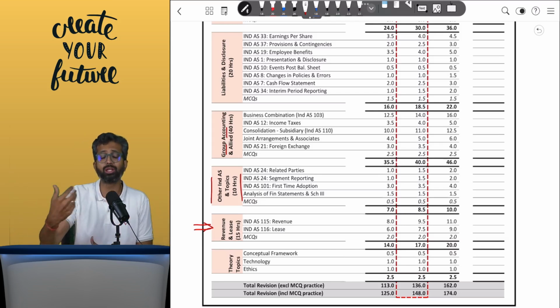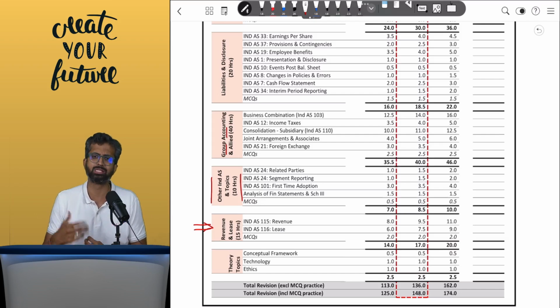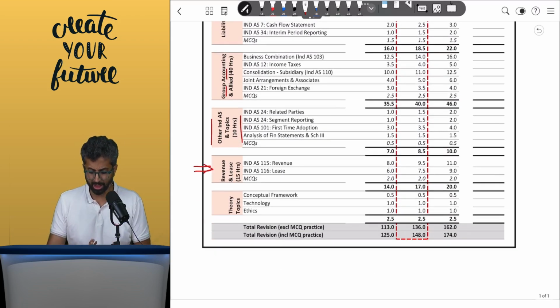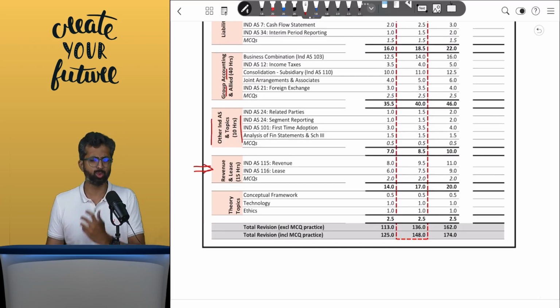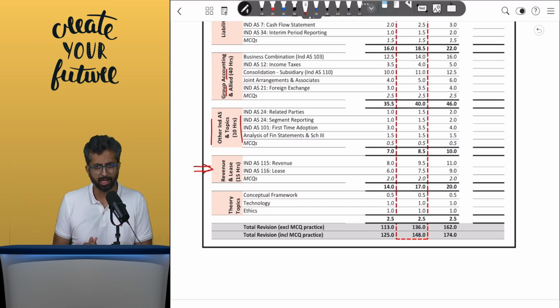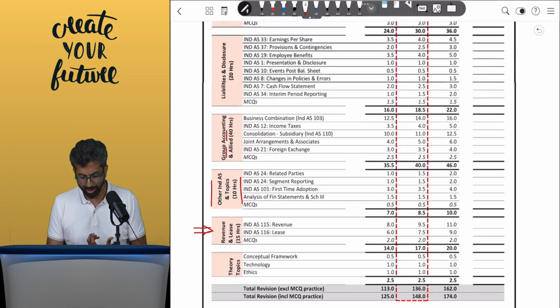While doing so, ensure that you do the numerical parts properly, because these standards almost always come. So the numerical section over here is quite important, and then at the end the theory topics: conceptual framework, technology, ethics, etc. You will get a question on these parts too. Preferably doing it at the end should work.